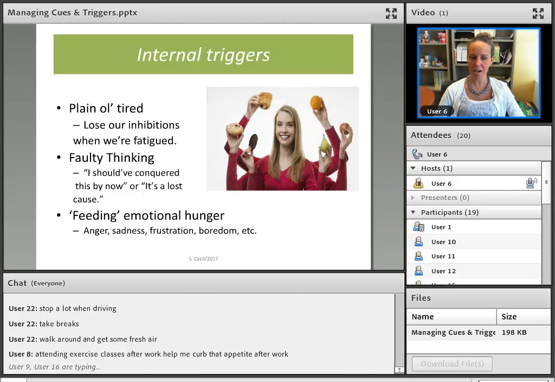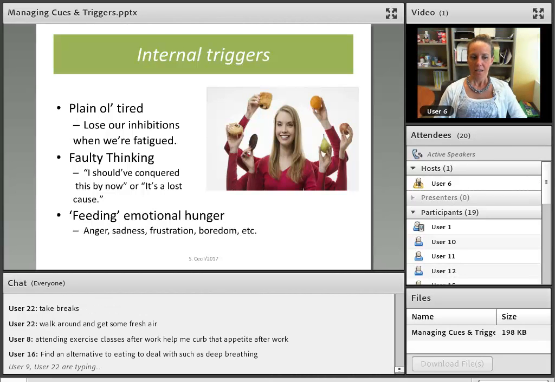That's a great idea. Oxygenating our body gives us energy and can relax us. Attending an exercise class is great because it can help curb appetite and activate energy. Deep breathing, these are all wonderful strategies.